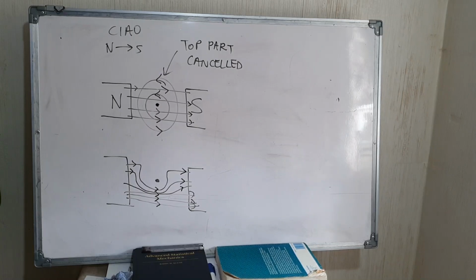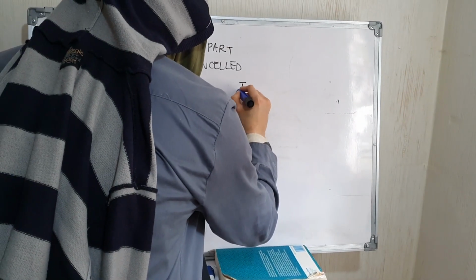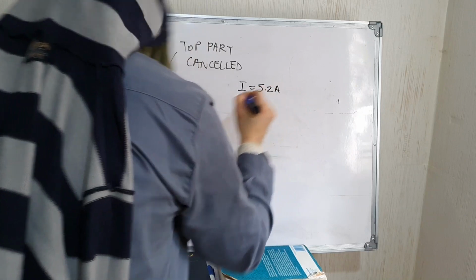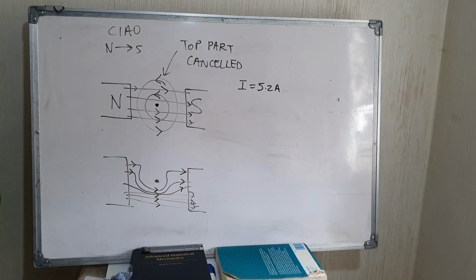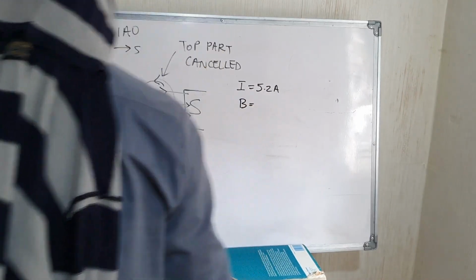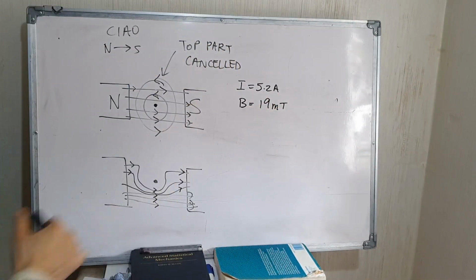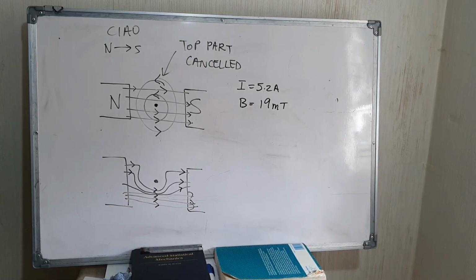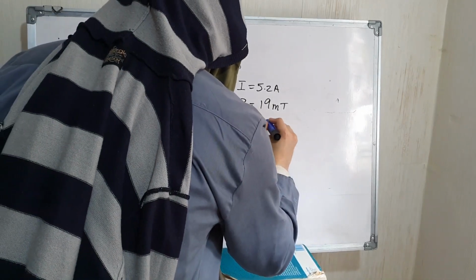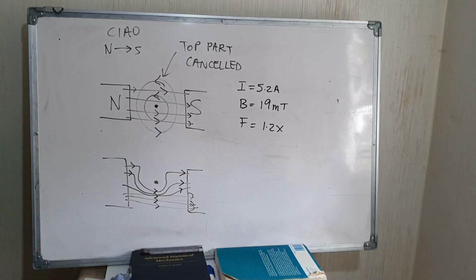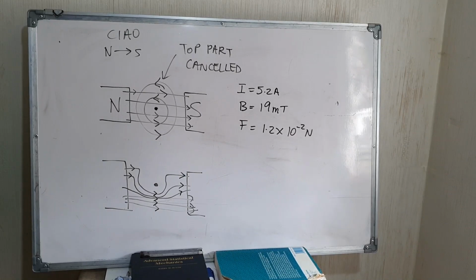Okay, so let's try this question. Suppose the current is 5.2 amps, and suppose it's at right angles to the uniform magnetic field. And you know the flux density is equal to 19 milliteslas. And it experiences a force of 1.2 times 10 to the minus 2. So you know that F is equal to 1.2 times 10 to the minus 2 newtons. What is L?